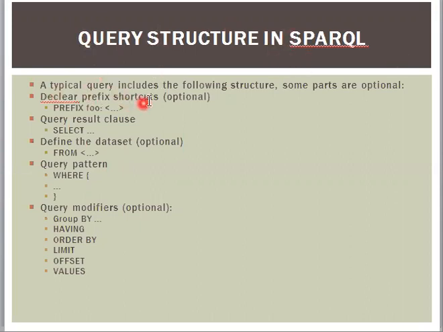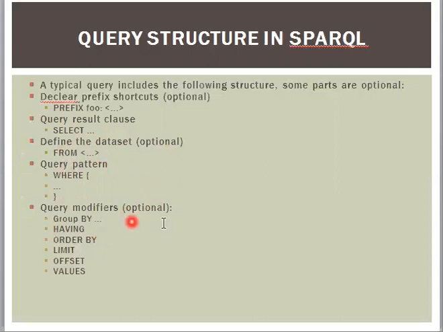A typical query includes the following structure. Some parts are optional. Here are some query structure parts where some are optional, and they declare clauses where we can insert the query for the result. First the prefix, then the query result clause, the select clause, then we can define the dataset, which can be optional, with FROM. Then the query pattern, where in the WHERE clause we can write the URI of the ontology from where the data can be seen.